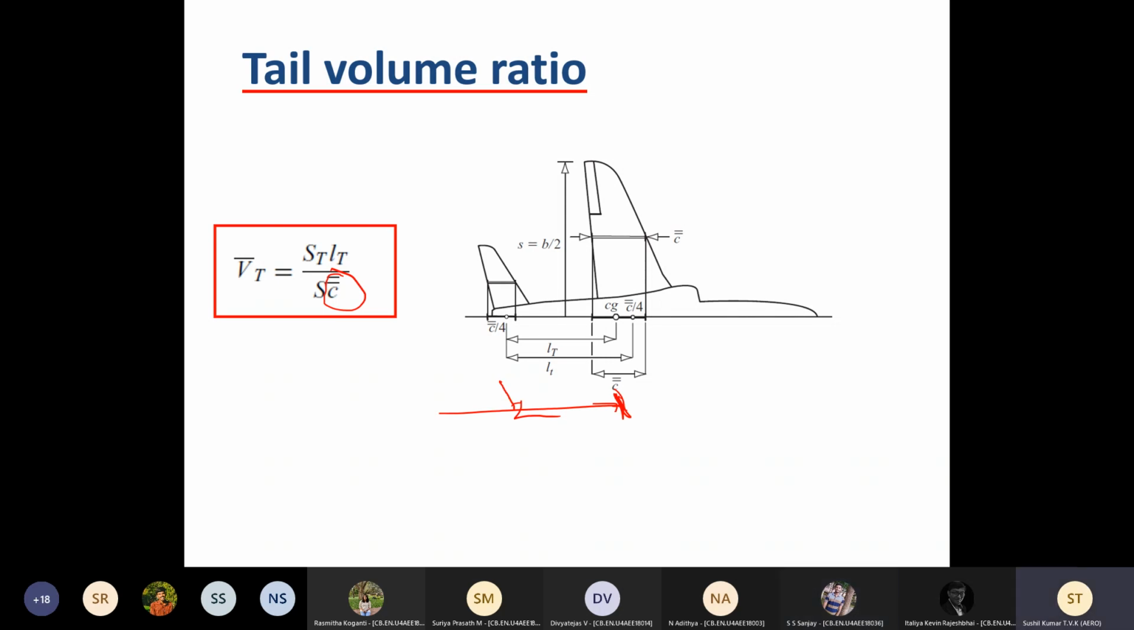So you'll have to find out the mean aerodynamic chord of the tail plane. Only then you can get the quarter chord of that. Now this is going to be an irregular geometry. How we are going to find out this mean aerodynamic chord is something which will be challenging. But sir, you said it's a symmetric aerofoil. The aerofoil looks symmetrical, that's all.